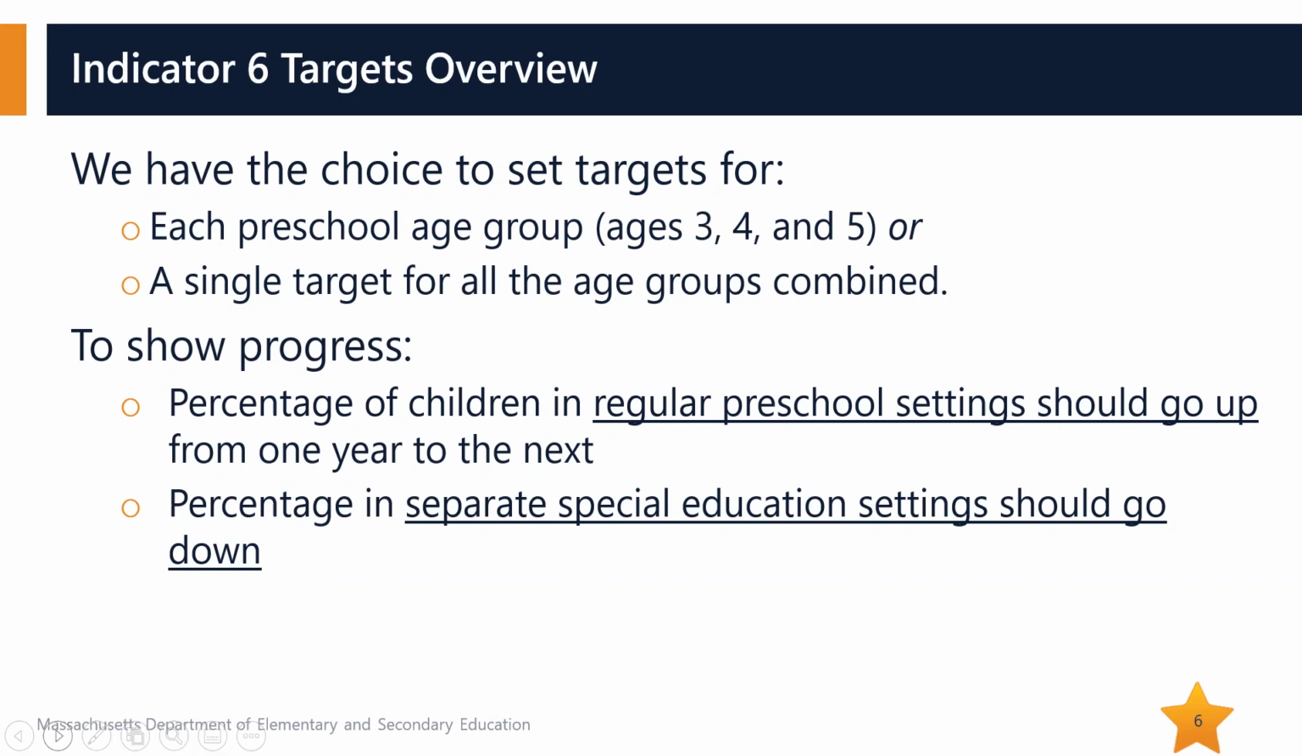The expectation is that over time, the percentage of preschool children with disabilities in regular preschool settings will go up from one year to the next, since again, inclusive preschool settings are most beneficial for children with and without disabilities. And the percentage of children with disabilities in separate special education settings will go down from one year to the next, since special education settings are segregated and more restrictive. Home-based setting 6C is dependent on what is most appropriate and least restrictive for 3 to 5-year-olds with disabilities.